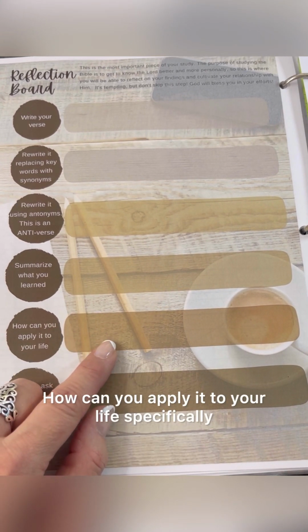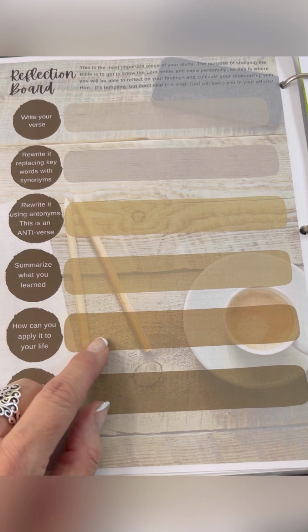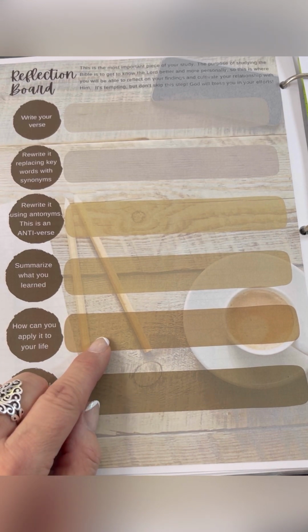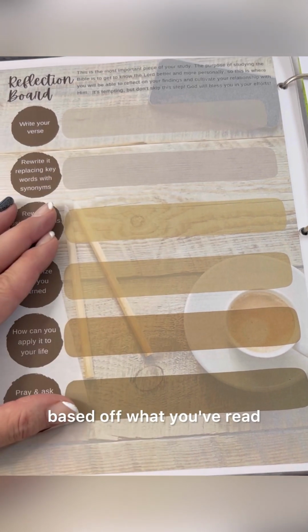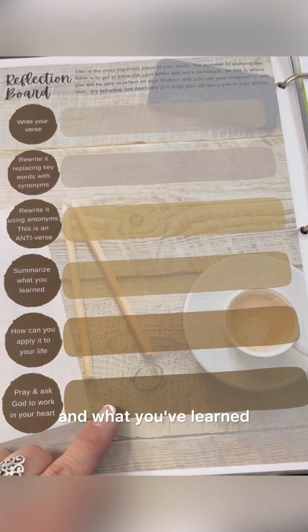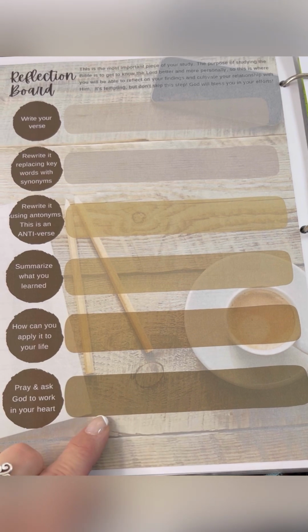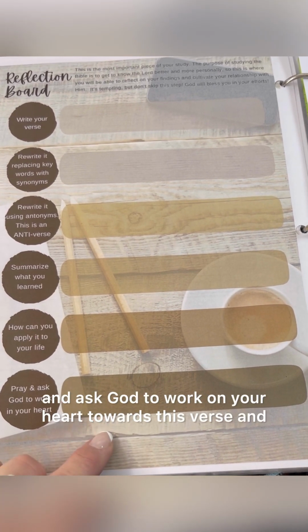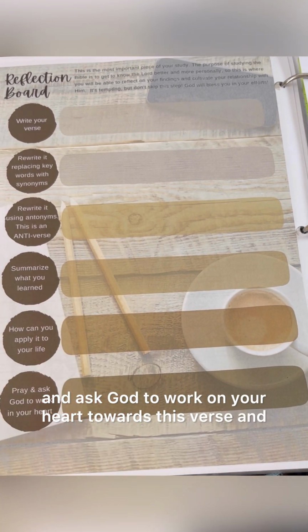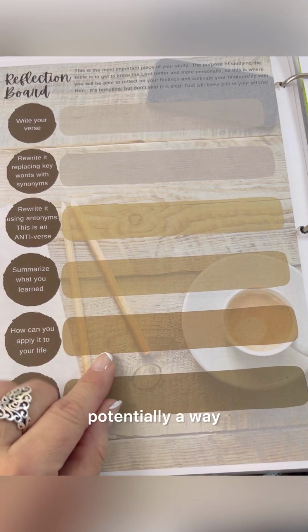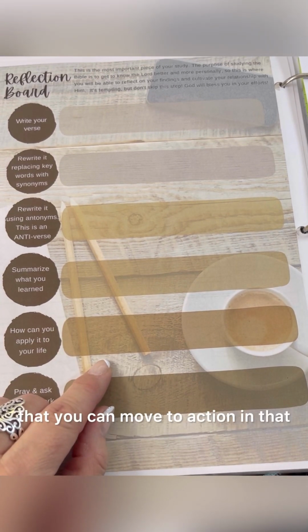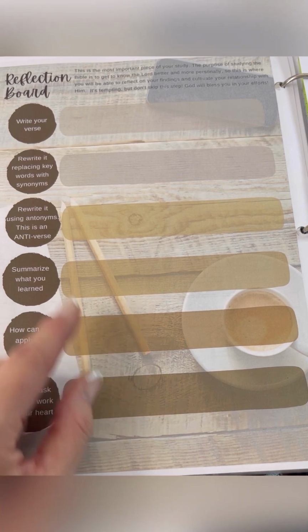How can you apply it to your life specifically? Maybe there's an action you can take based off what you've read and what you've learned. And then down here, pray, write out a prayer and ask God to work on your heart towards this verse, and potentially a way that you can move to action in that.